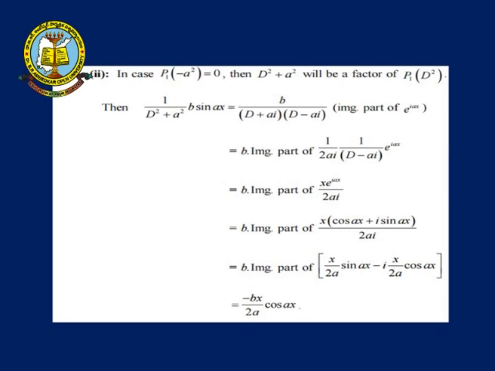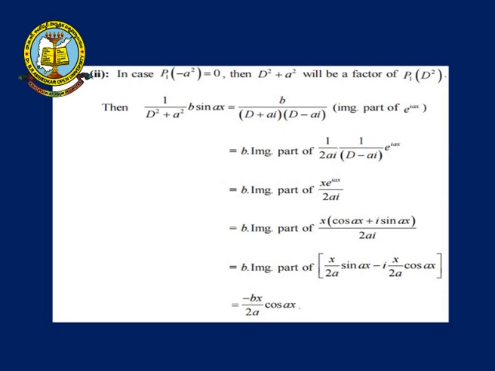Next it comes to the case where the denominator on the right side has become 0. In that case we go for partial fractions, a complex form of separation. We have d square plus a square. What we do is d plus ai into d minus ai. There we should take sin ax as the imaginary part of e to the power of iax, because sin ax is e to the power of ix minus e to the power of minus ix by 2i. So I will use the imaginary part of e to the power of ix.